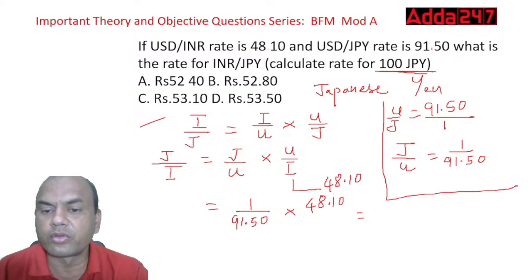48.1 divided by 91.5. Okay, so it is 0.5256.